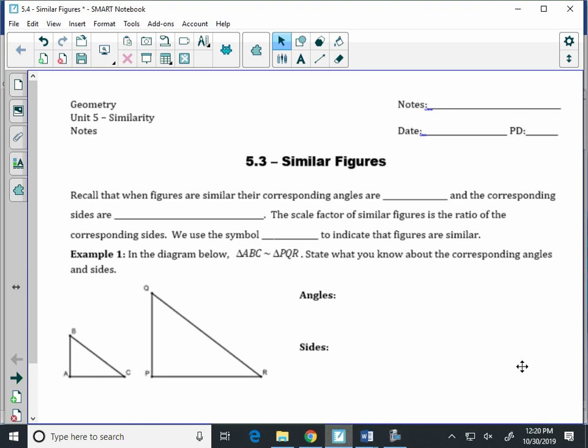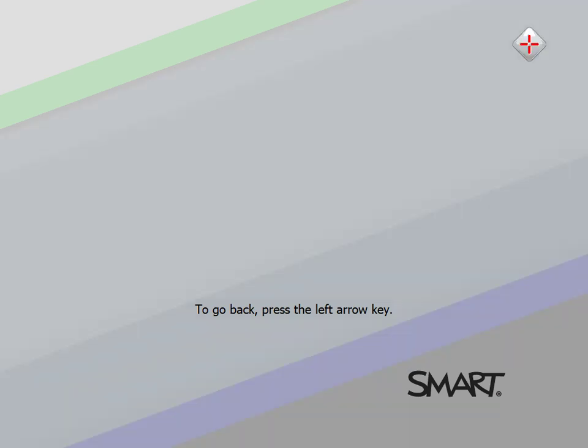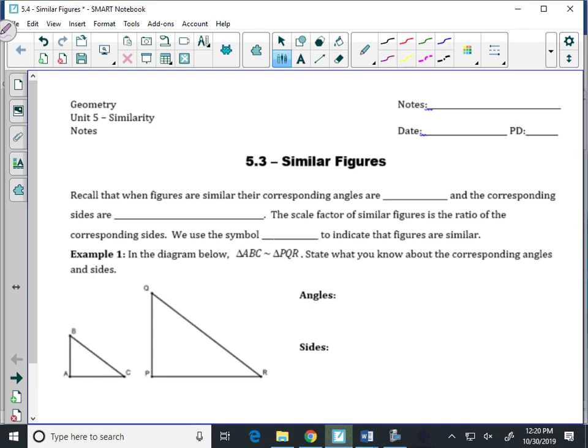To continue to talk about similar figures, but we're going to take a look at similar figures not in the coordinate plane. But figures not in the coordinate plane have the same properties as figures that are in the coordinate plane. So recall that when figures are similar, what do we know about their corresponding angles? They're the same. They're congruent. We use this symbol for congruent. And then what do we know about the corresponding sides? Are the corresponding sides congruent? No, very good. They're proportional.